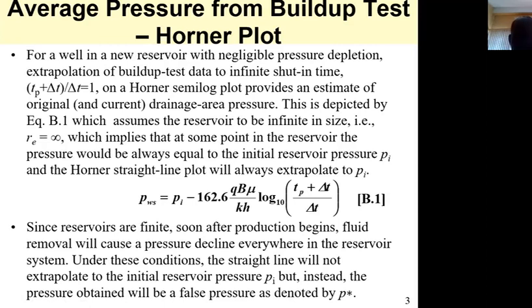Rather, it would extrapolate to a pressure which we refer to as P star. And P star is a false pressure. It is of use for calculating the average reservoir pressure. But take note, P star would only be equal to Pi in a new reservoir where you have negligible pressure depletion. But for finite reservoirs, P star does not equate to Pi.